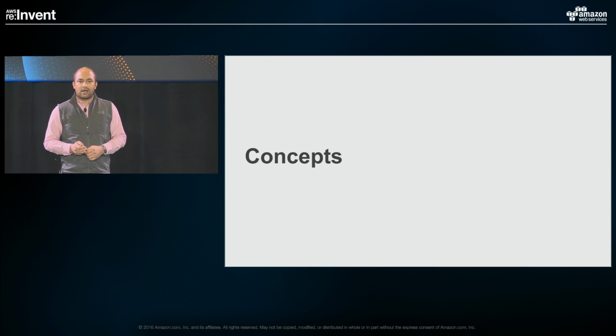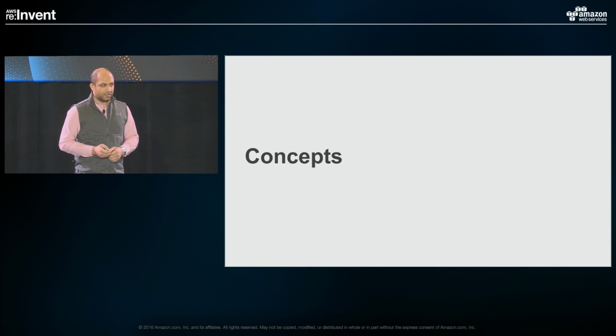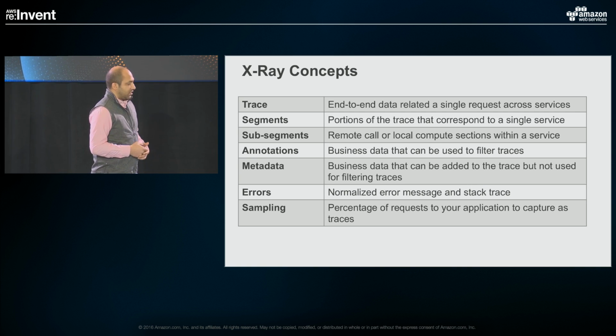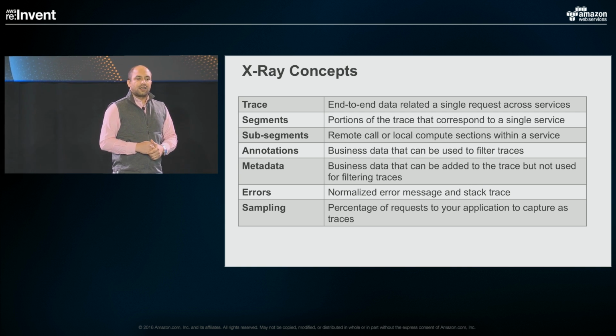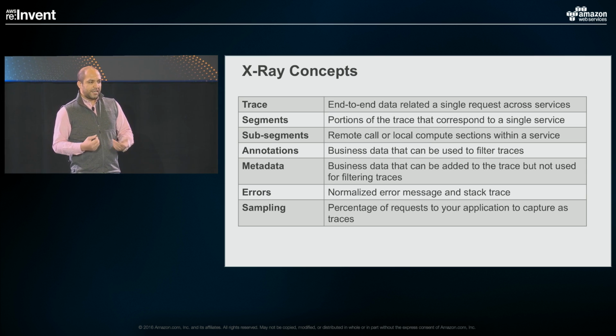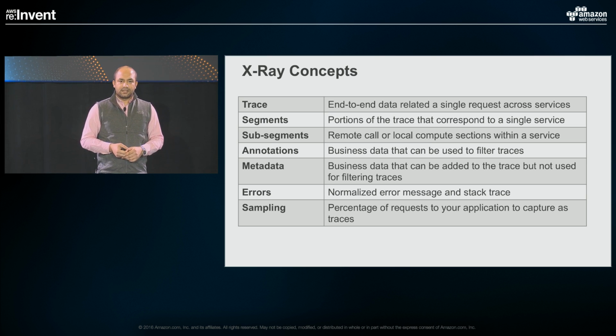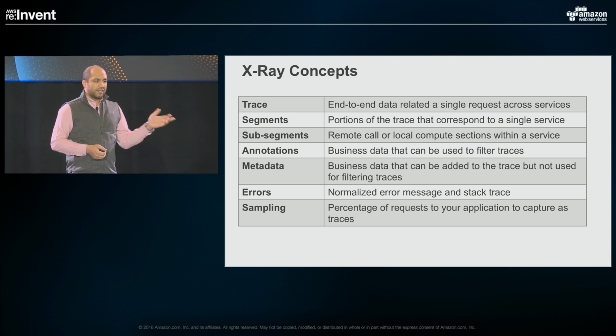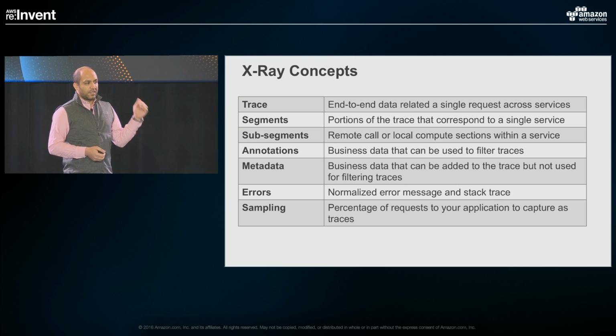So let's talk about the concepts of the service, or what are the basic building blocks, if you will. It's a tracing service, so obviously we have an object called a trace. The trace represents the end-to-end data that's related to a single request to your application. Now, a trace always starts at an origin service. So that's the first service in your application that's instrumented.